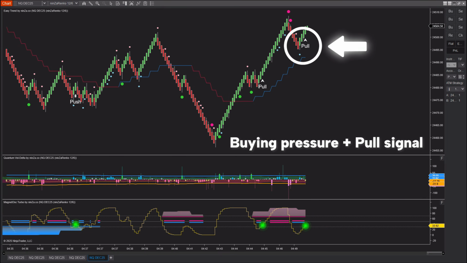Just like in the previous example, here we also have a buy trade once all the conditions are in place. Buying pressure is clearly showing up. And at the same time, we've got the buy signal from Magnet OSC Turbo. Once again, this combination gives us a solid and reliable entry point.